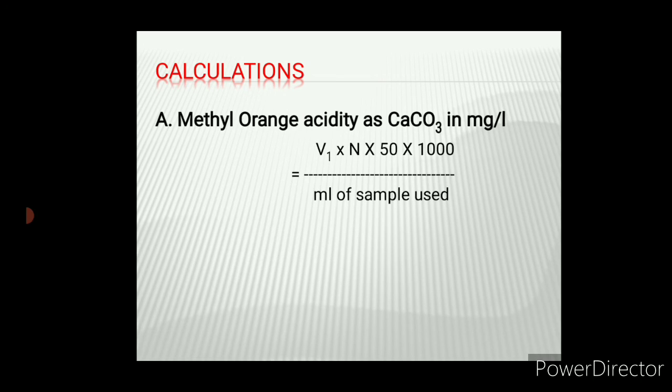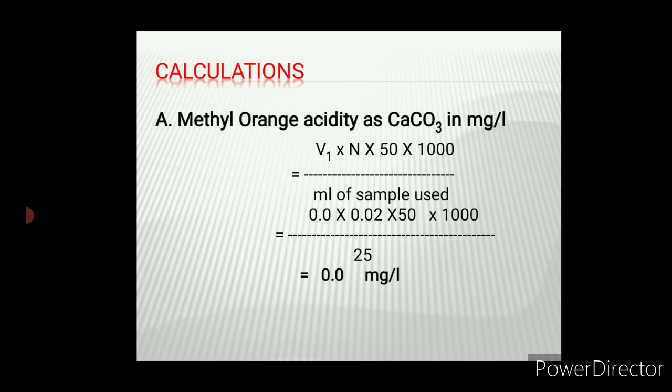Now let us observe the formula: V1 into N into 50 into 1000 divided by ml of sample used. The ml of sample used was 25 ml. V1 is nothing but the burette reading. N is nothing but the normality of the titrant. So 0 into 0.02 into 50, which is the conversion factor, into 1000 divided by 25 will give us 0.0. So methyl orange acidity is 0.